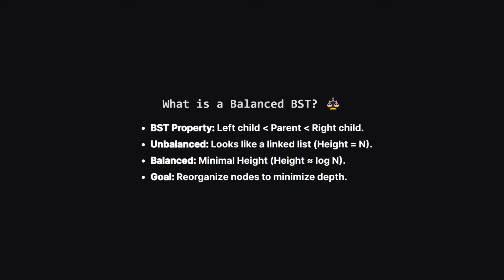Before we solve it, let's clarify what we're aiming for. A binary search tree, or BST, has a specific rule. Every node on the left is smaller, and every node on the right is bigger. An unbalanced tree might look like a straight line if we inserted numbers like 1, 2, 3, 4 in order. This is bad because finding a number takes forever. A balanced tree spreads things out so the height is kept to a minimum. We need to keep the sorted property but change the structure.